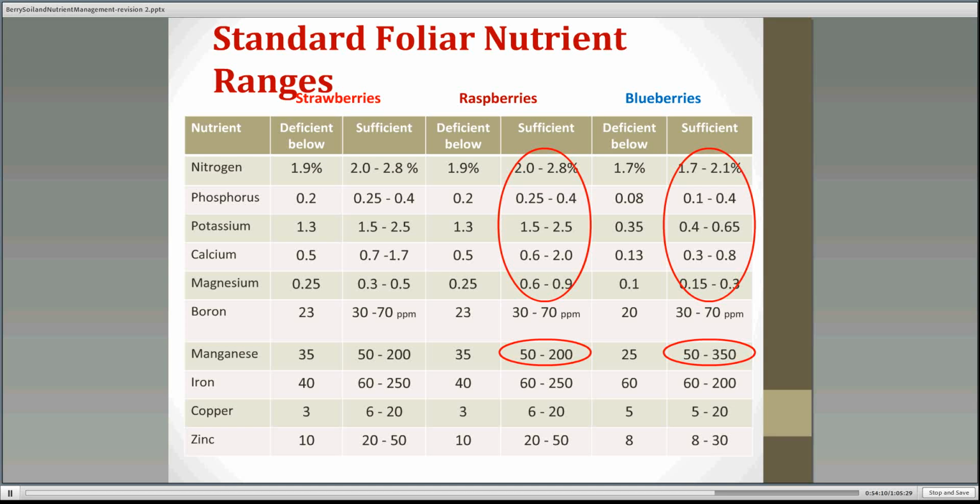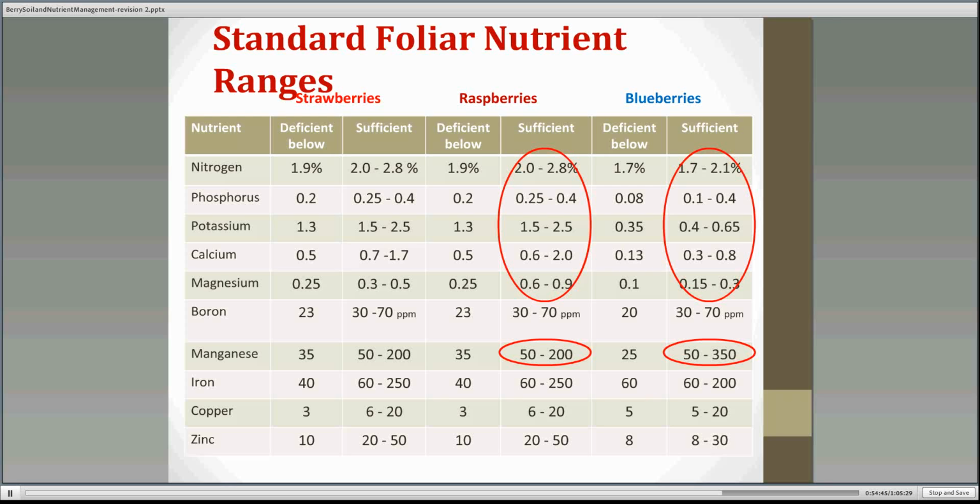So here's the chart that I was telling you about, where we have the standard foliar nutrient ranges. I want you to notice that when you look, for example, at strawberries, you have a range where the nutrients are sufficient, and then a range where they are deficient below a particular point. And you'll notice across the top, the nitrogen is expressed in percentages. That's true all the way down to boron, and then the ranges are expressed in parts per million, or ppm.